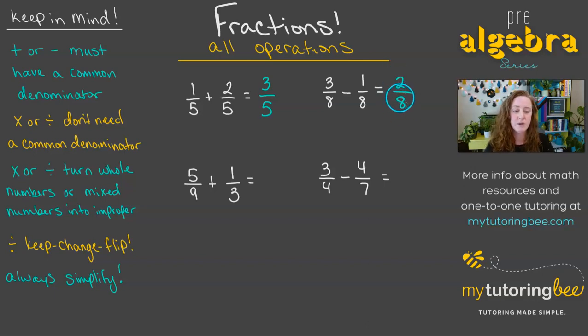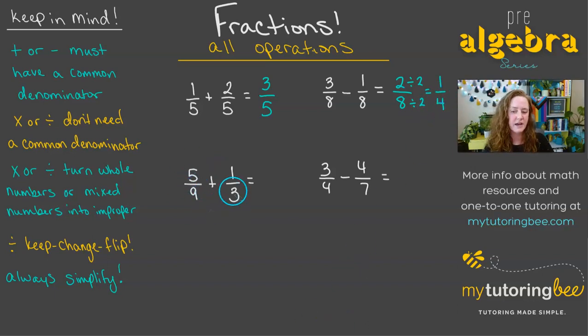Now with this one, you do want to make sure that you simplify if you can. This one, we can divide both 2 and 8 evenly by 2. And that's what you want to look for, is a number that you can divide both numerator and denominator by evenly. So 2 divided by 2 gives us 1. And then 8 divided by 2 gives us 4, so we have a final answer of 1/4.